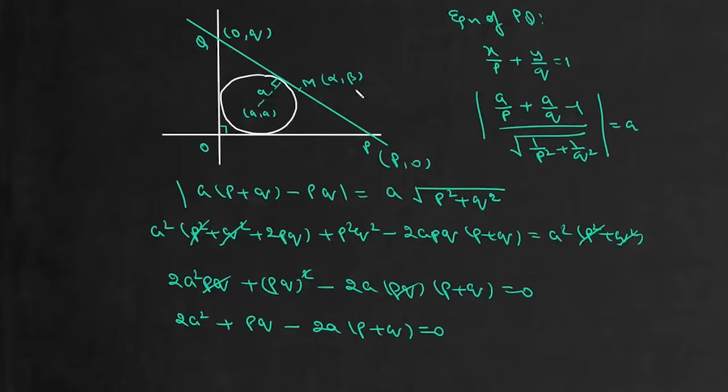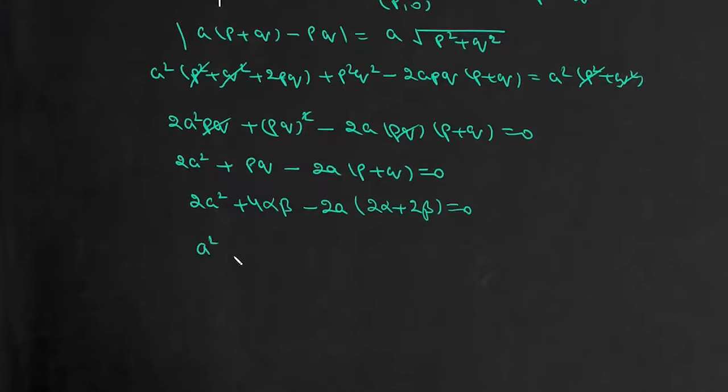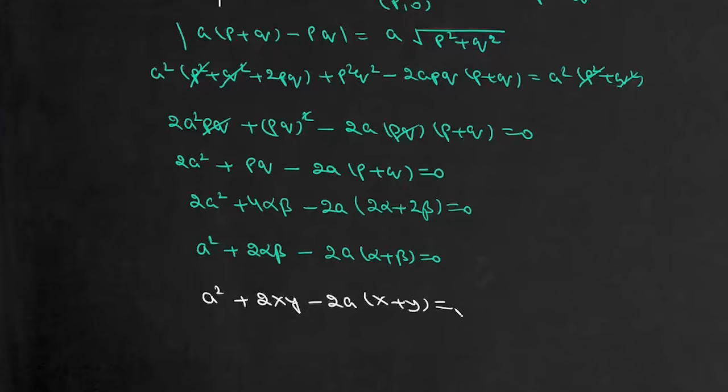Now P is 2 alpha and Q is 2 beta. So we can write this as 2a square plus 4 alpha beta minus 2a(2 alpha plus 2 beta) equals 0. So it will be a square plus 2 alpha beta minus 2a(alpha plus beta) equals 0. Now we'll replace alpha with x and beta with y. So this required locus will be a square plus 2xy minus 2a(x plus y) equals 0.